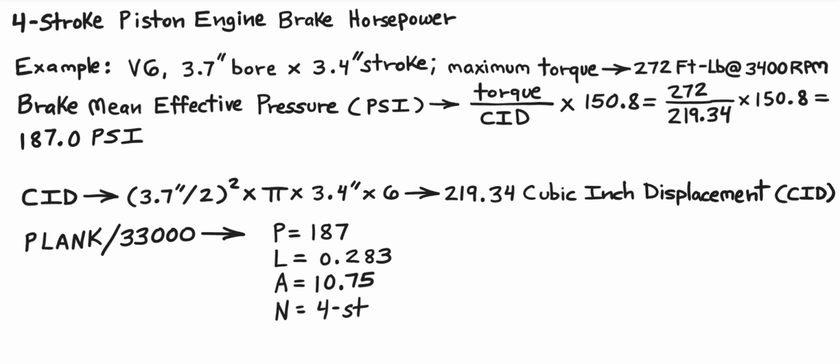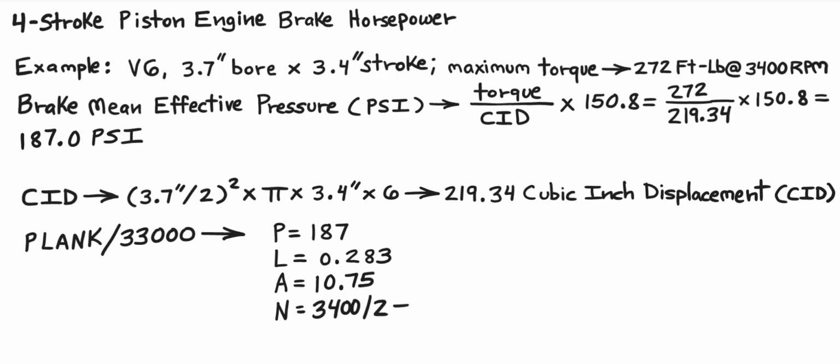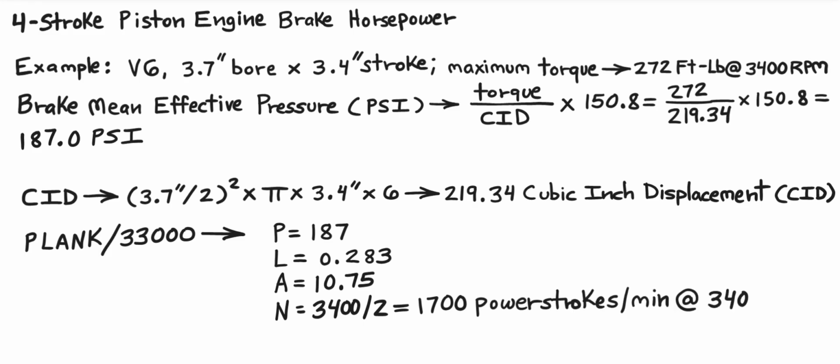So next we have the number of power strokes per minute. And in a 4-stroke duty cycle piston engine, that value is exactly 1/2 the RPM. So in a 2-stroke piston engine like a chainsaw or a string trimmer, the number of power strokes is equal to the RPM. So in this case we divide the RPM into 2, for 1700 power strokes at 3,400 RPM.